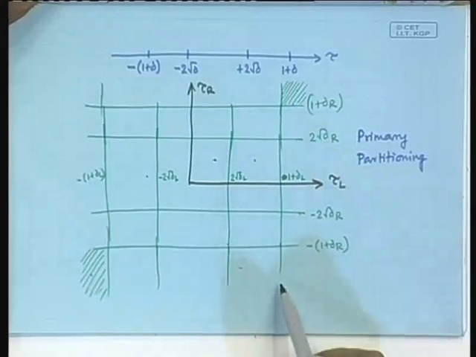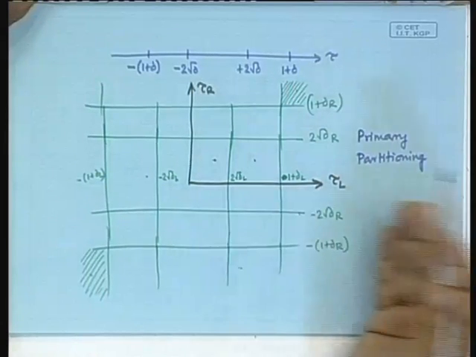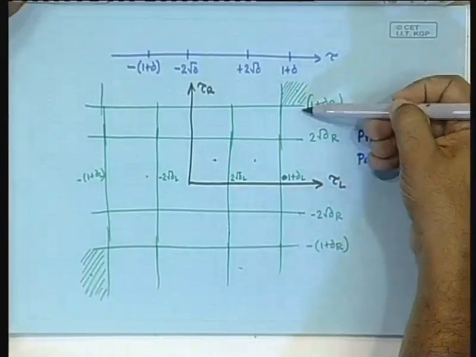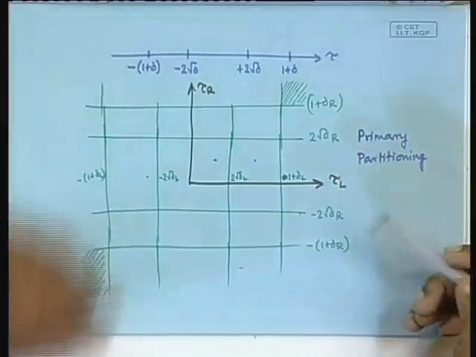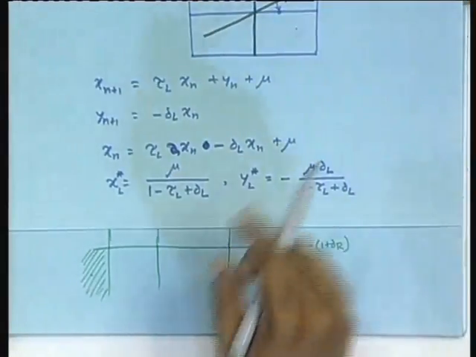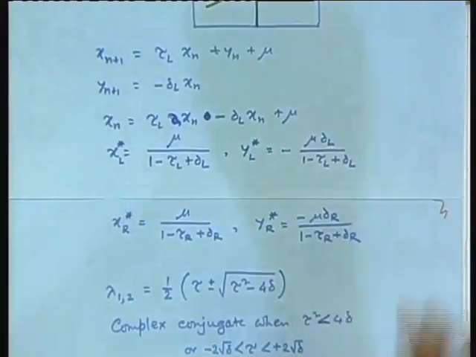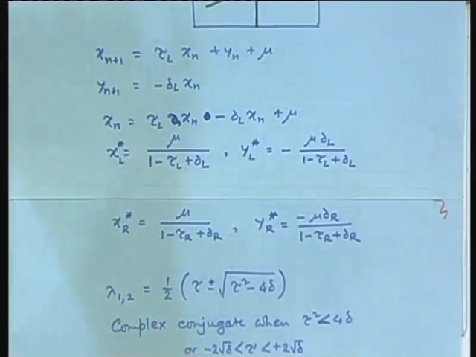In this part, what is the character? Your trace of the left hand side is greater than 1 plus delta L, and in the right hand side it is less than 1 plus delta R. Okay. Now, you already have the equations. Look at these equations of the positions of the fixed points. What do they tell you?